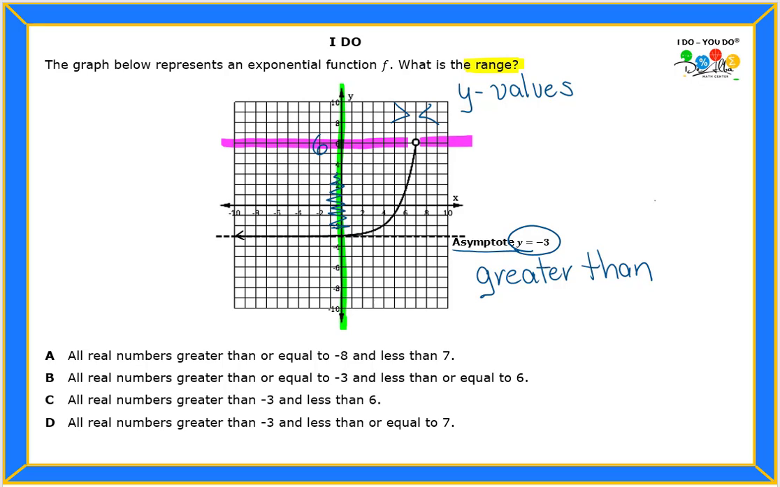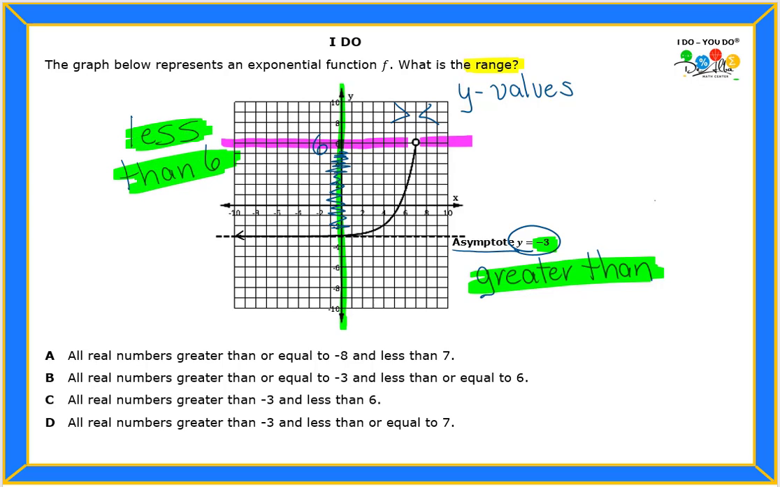Okay, so what values am I going to choose? Are the values greater than 6 or less than 6? The values are less than 6. Very good, right? Okay, so let's find these on your answer choices. So you're looking for something that is greater than -3, but then you're also looking for something that is less than 6. Okay, so let's check on the answer choices and tell me which one do you choose for that one. Okay, right there, letter C, right, says all real numbers greater than -3 and less than 6.